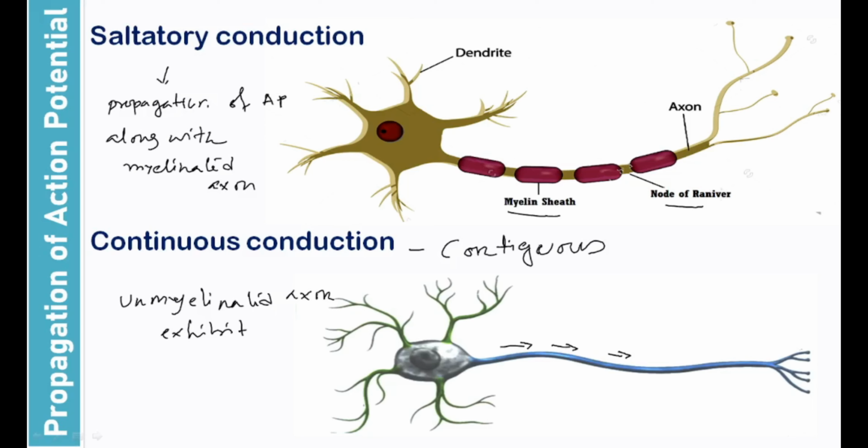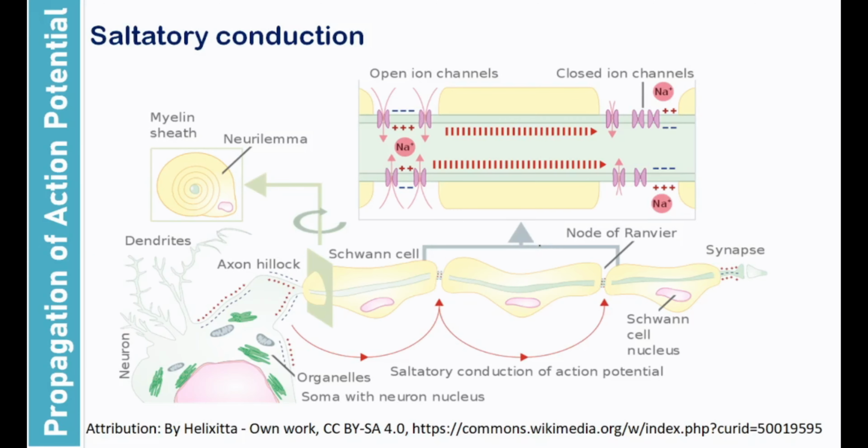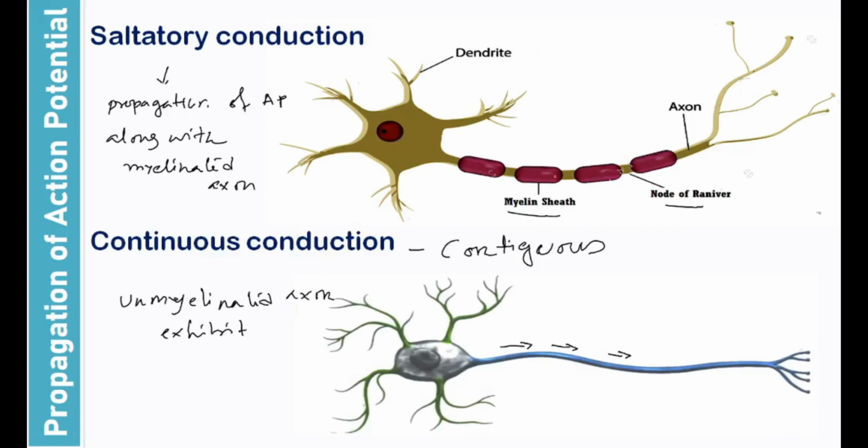Now we'll see more about saltatory conduction and continuous conduction. Coming to saltatory conduction, as we have already said, we can observe this type of conduction in myelinated axons. In the myelinated axon, we can see the myelin sheath as well as the node of Ranvier.